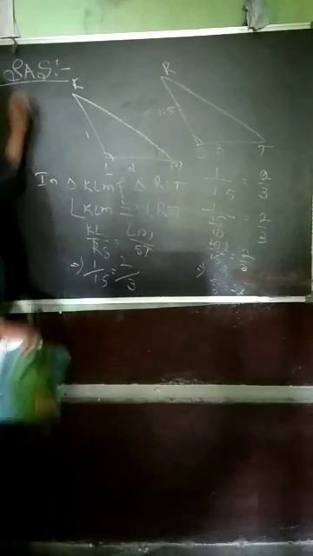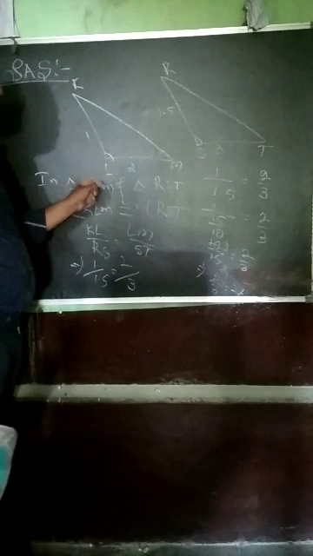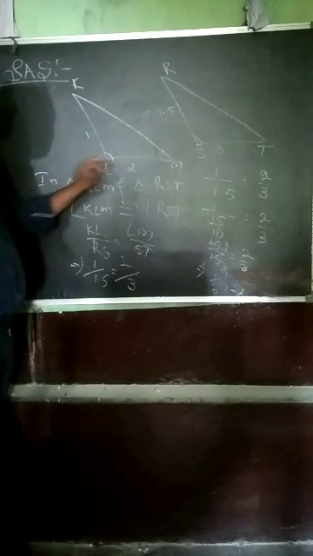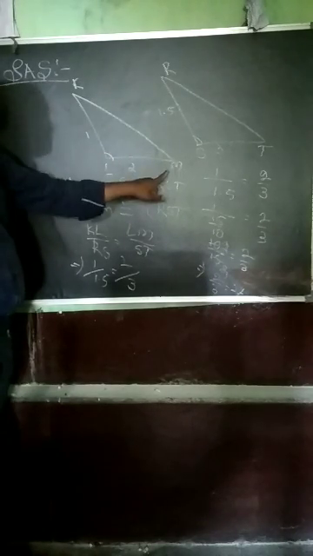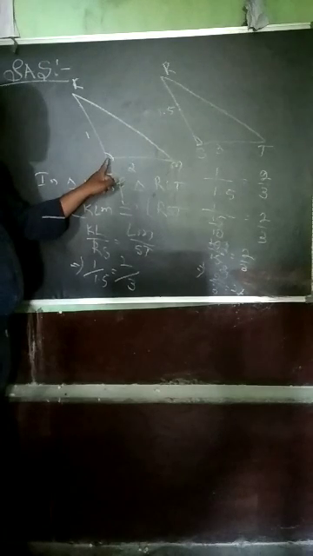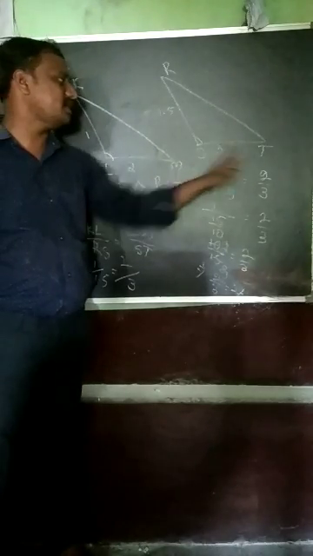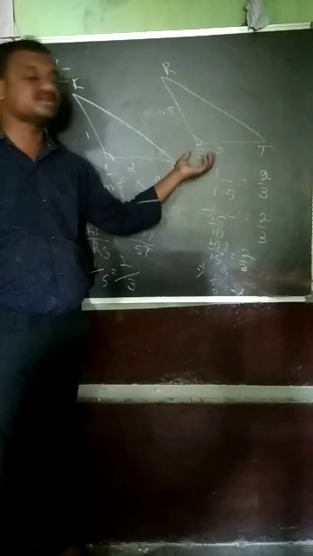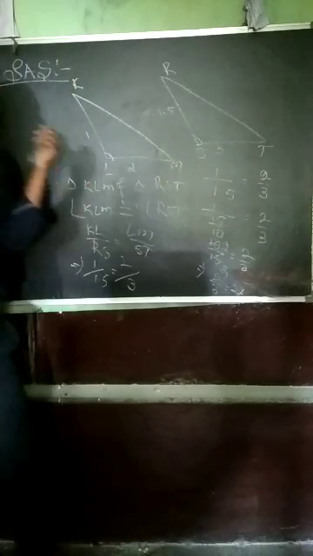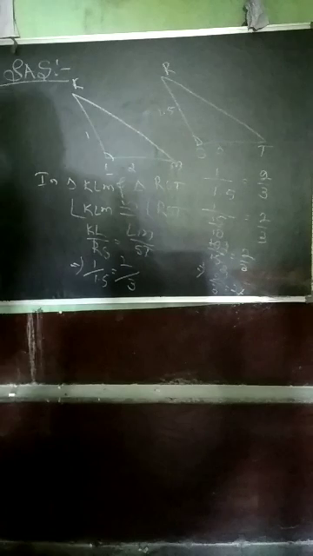The condition means two sides and the included angle between these sides. See here, KL and LM are the sides and the included angle is L. Here also RS and ST are the sides and S is the angle. This is the SAS test.